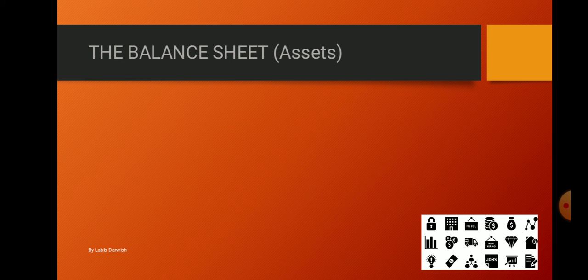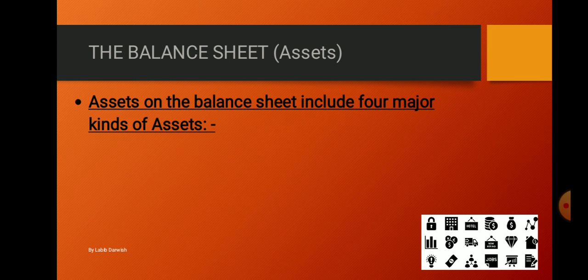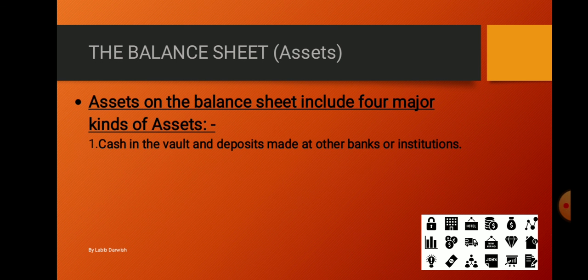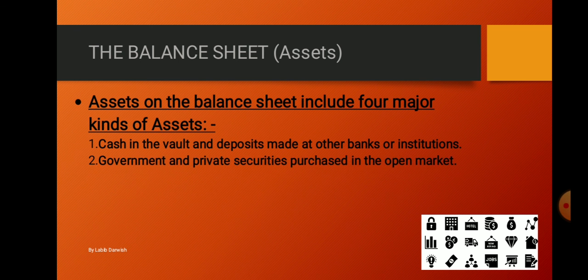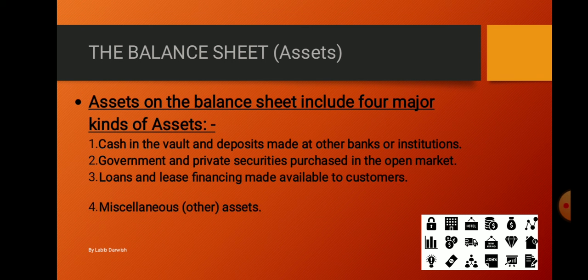As for now, we will take a brief discussion about the balance sheet before we go deep inside. Assets on the balance sheet include four major kinds of assets, starting with cash in the vault and deposits made at other banks or institutions, government and private securities purchased in the open market, loans and lease financing made available to customers, and finally, miscellaneous assets.